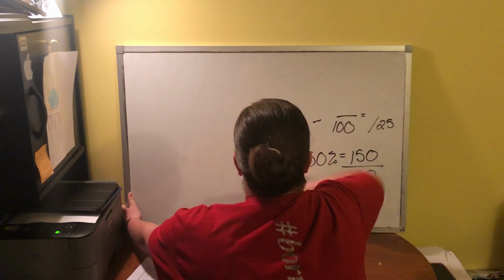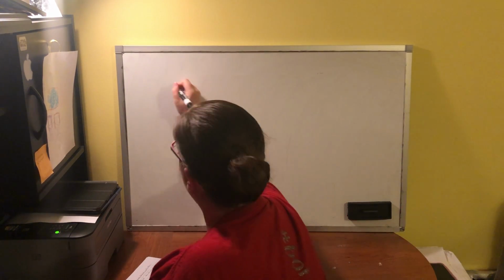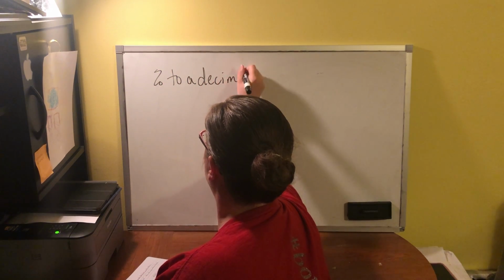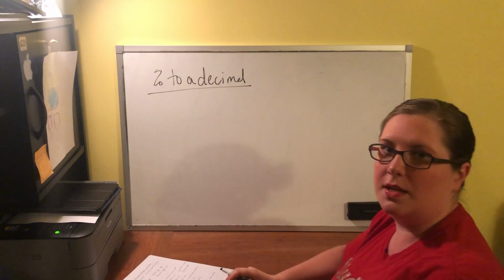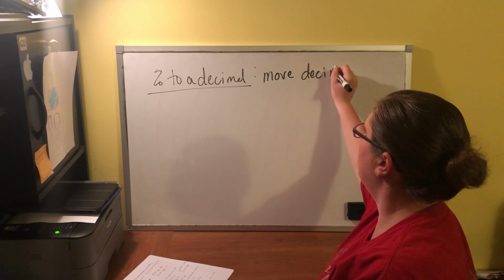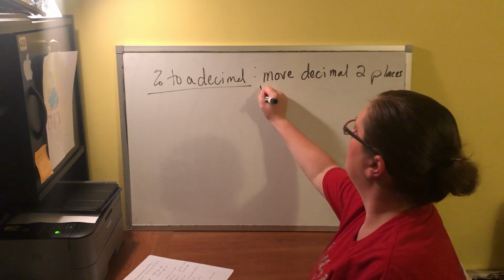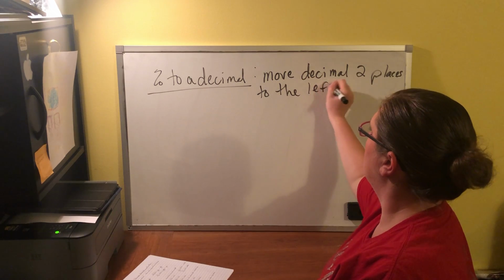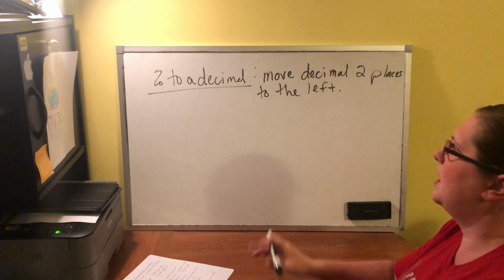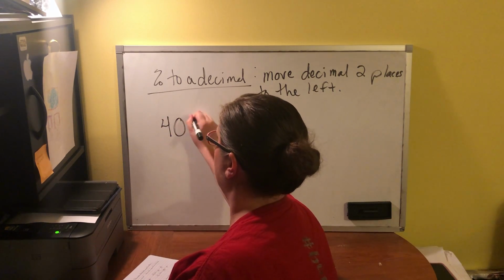So like I said, that really isn't too difficult here. Let's move on. So we are now writing percentages to a decimal. Here, you are going to move the decimal 2 places to the left. So to change a percent to a decimal, you're going to drop the percent sign, and you're going to move that decimal 2 places to the left. That's all we're doing. So let's go ahead and look at 40%.